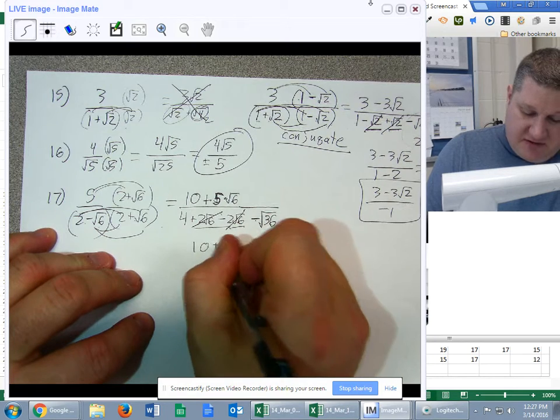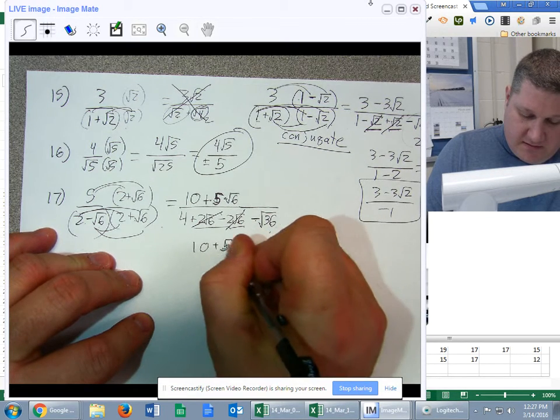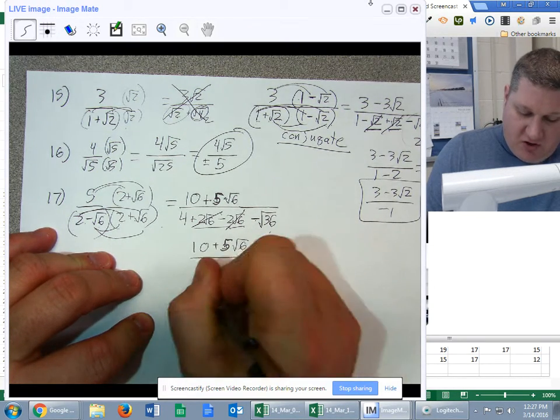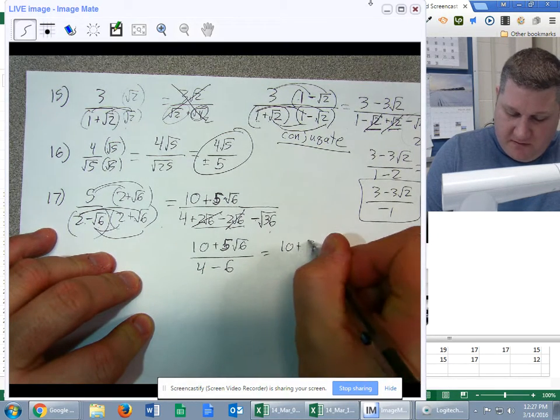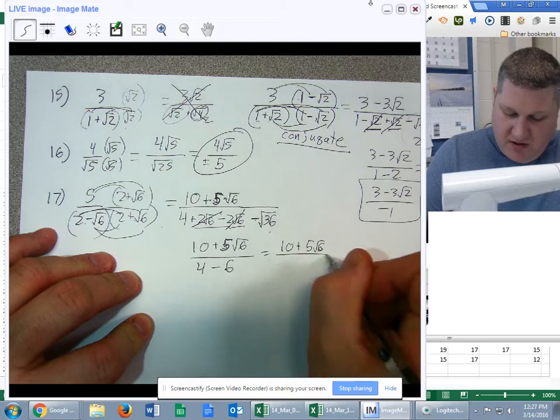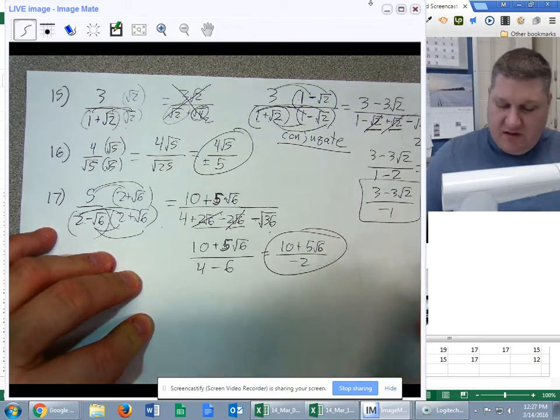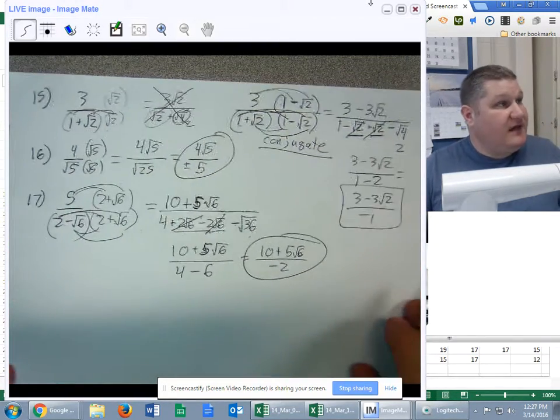So I have 10 plus 5 root 6 all over 4 minus 6. What is 4 minus 6? There you go. Negative 2. There it is. That is the answer.